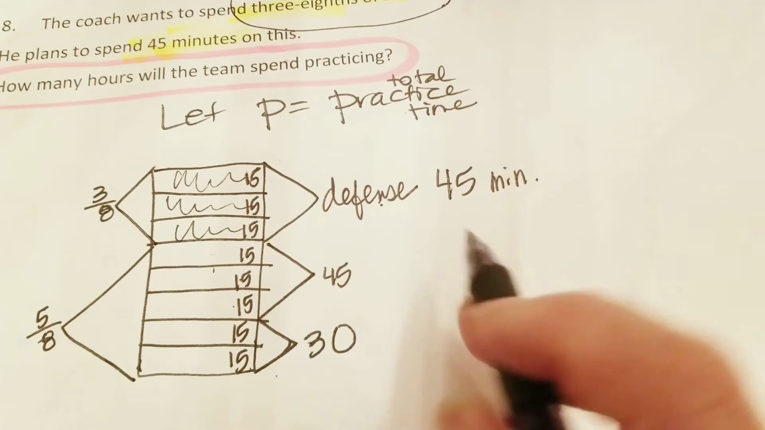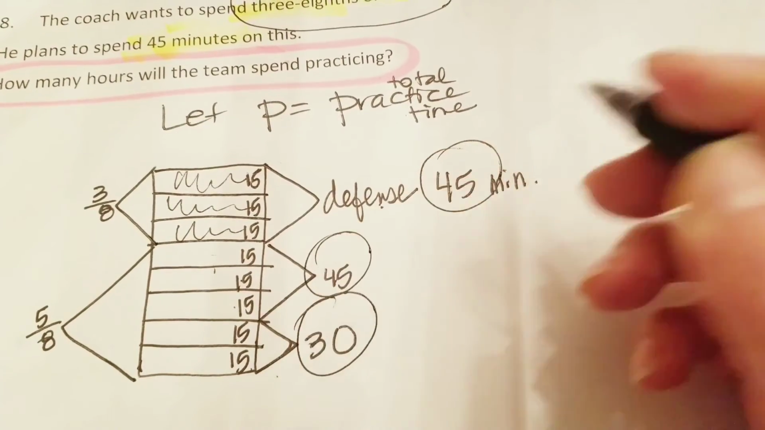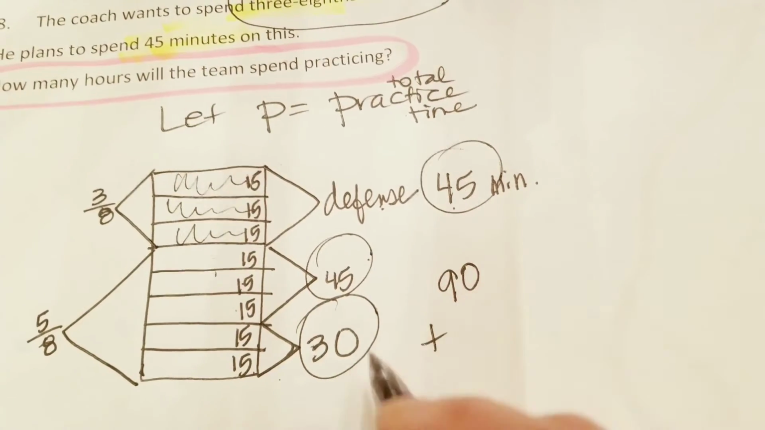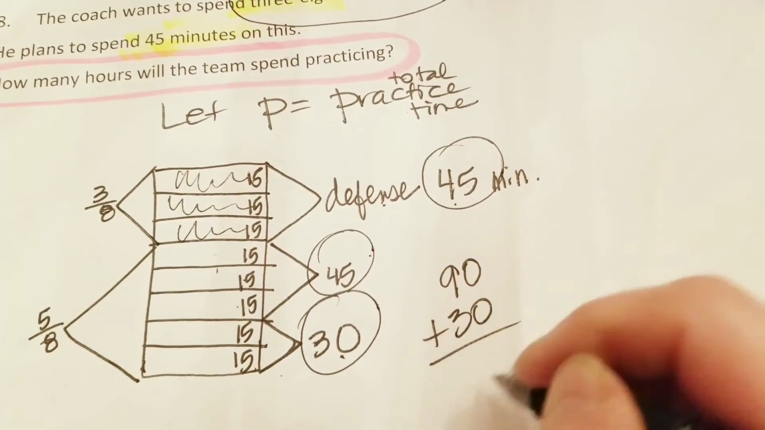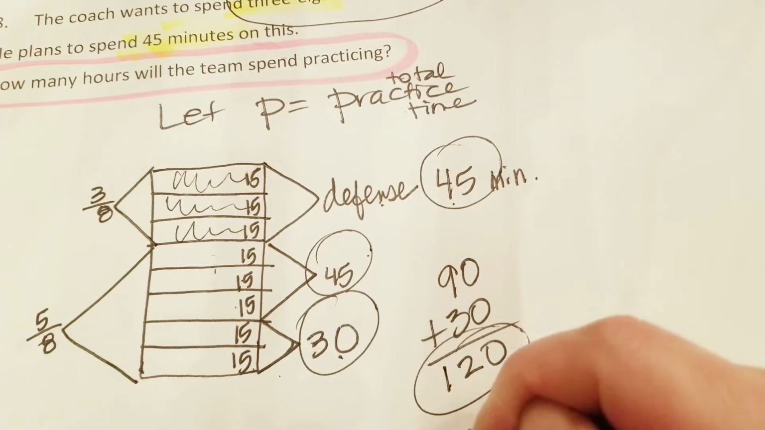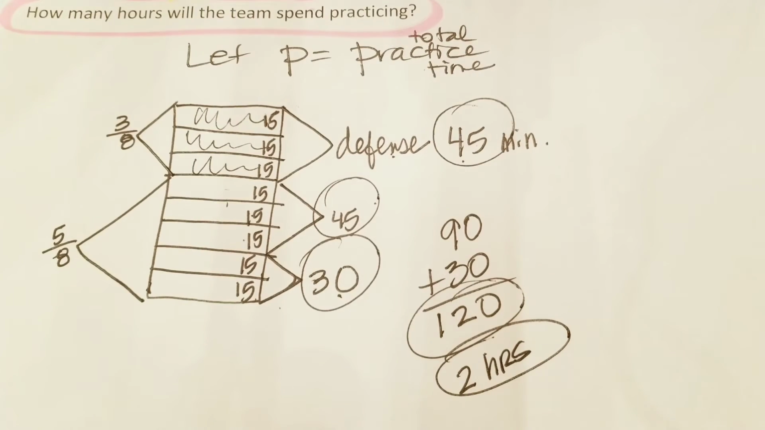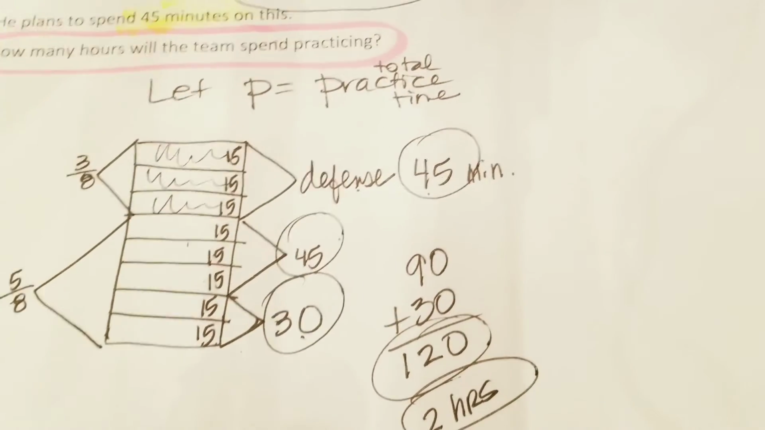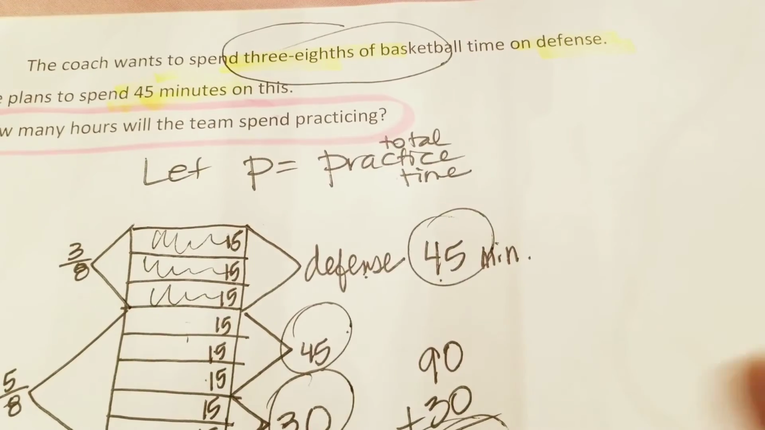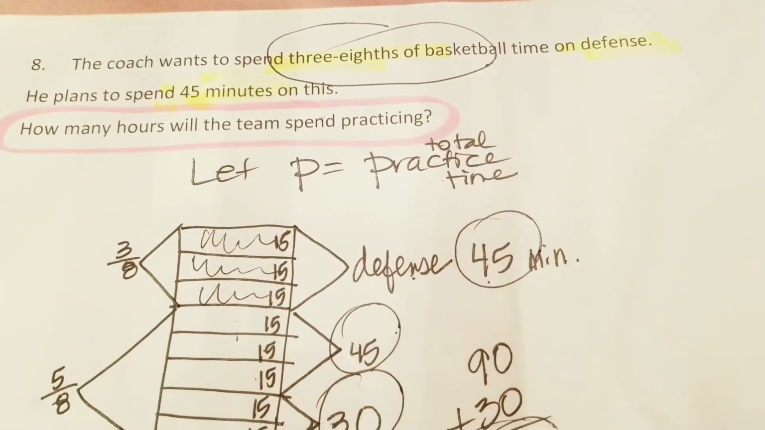Anyway, so for total hours practicing, I'm just going to go ahead and add those numbers up. 45 and 45 is 90, plus your 30 here gives you 120. So 120 minutes of practice, or 2 hours. So let's check that with our equation. We still need our equation to check that out. So hours practice are, P equal the total practice time.